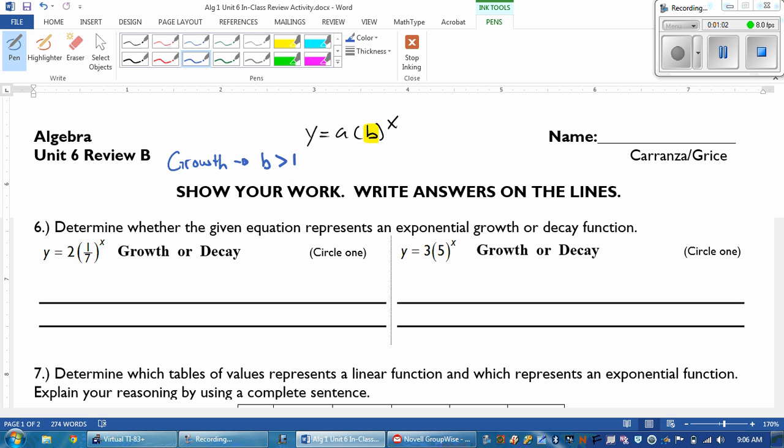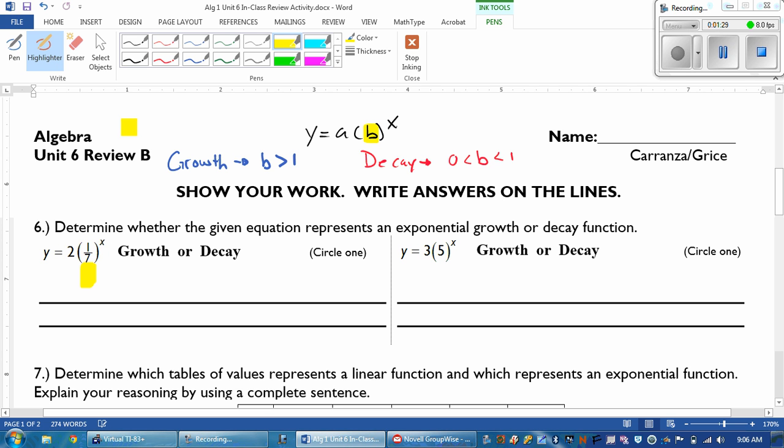Okay, well, what about decay? Well, for decay, b has to be less than 1, but it has to be greater than 0. Okay, so those are the things that we're paying attention to as we look to see what's going on with b.